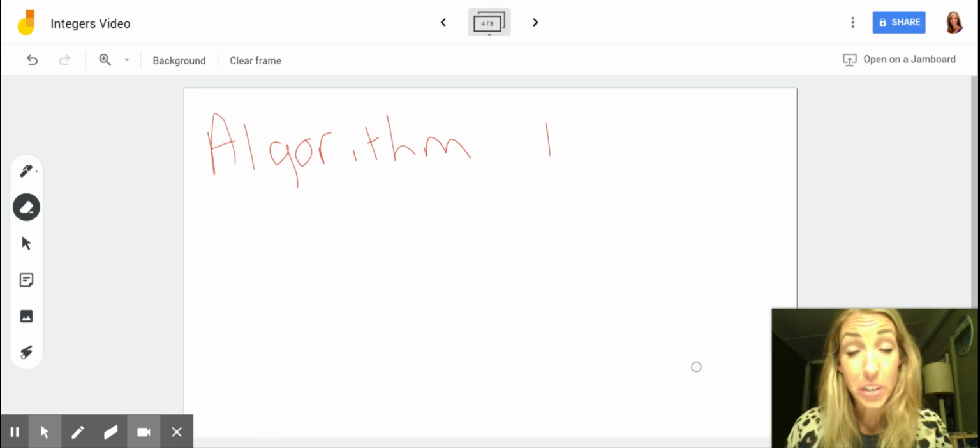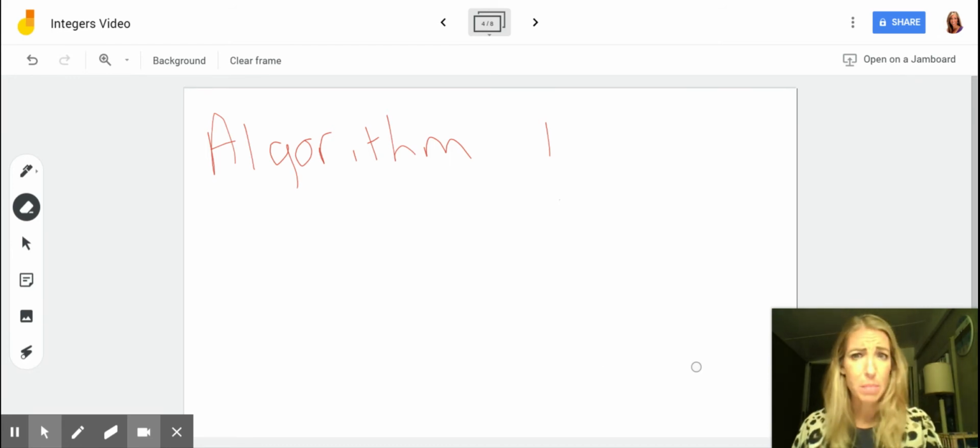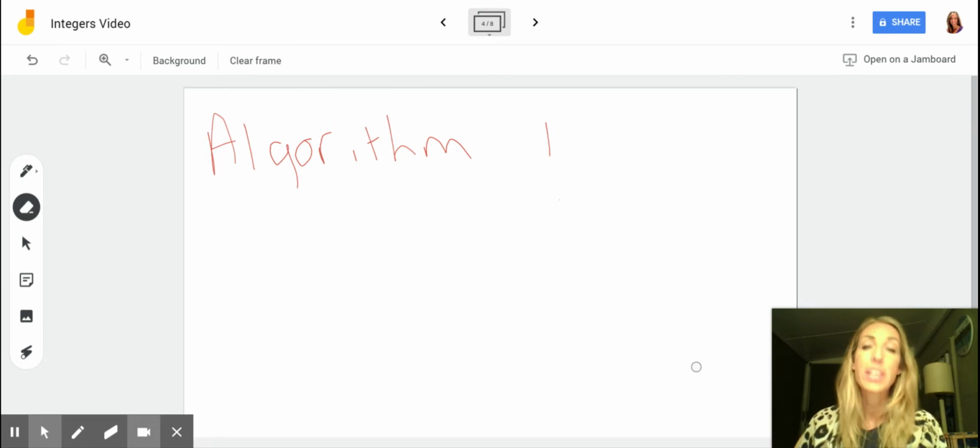Let's talk about the word algorithm. Algorithm is a fancy word for saying it's a mathematical rule. So stop at the stop sign, that's a traffic law. It's still a rule, but it's a traffic law. Here, we're going to talk about our integer rules, like adding two positives, adding two negatives, and we're going to call those algorithms. It's a mathematical rule.